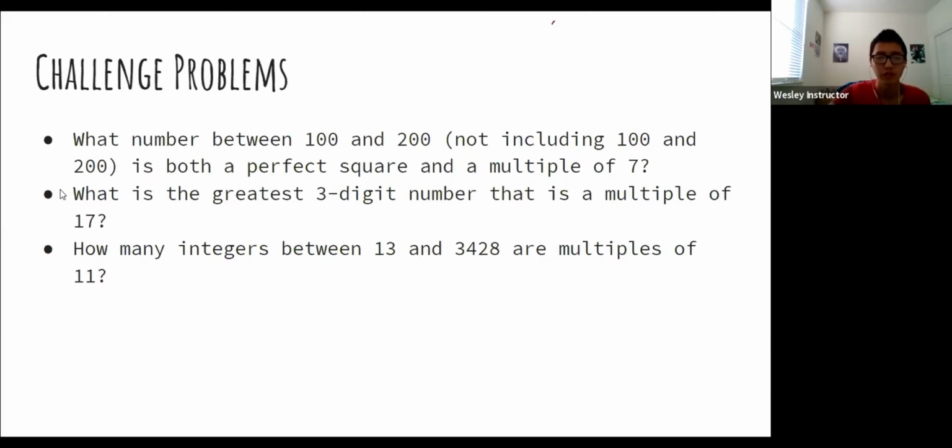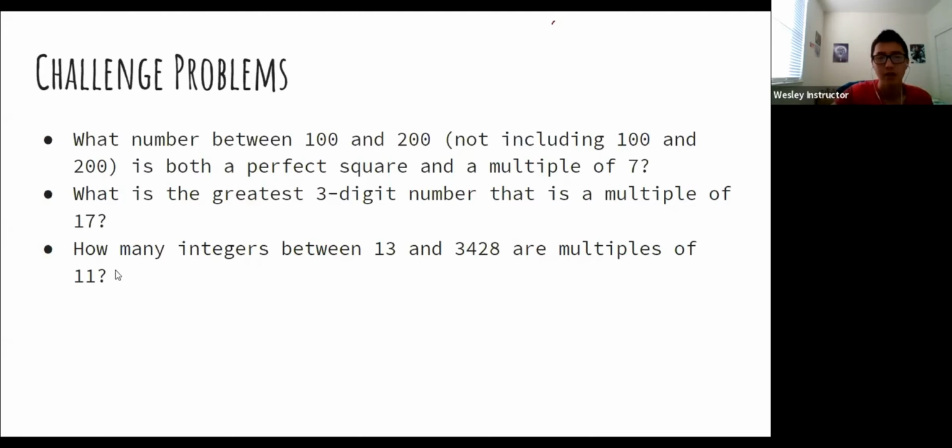So one way you could do this is divide 1000 by 17. You should have gotten a remainder of 14. Once you get the remainder, you can subtract it: 1000 minus 14, and you should get 986.